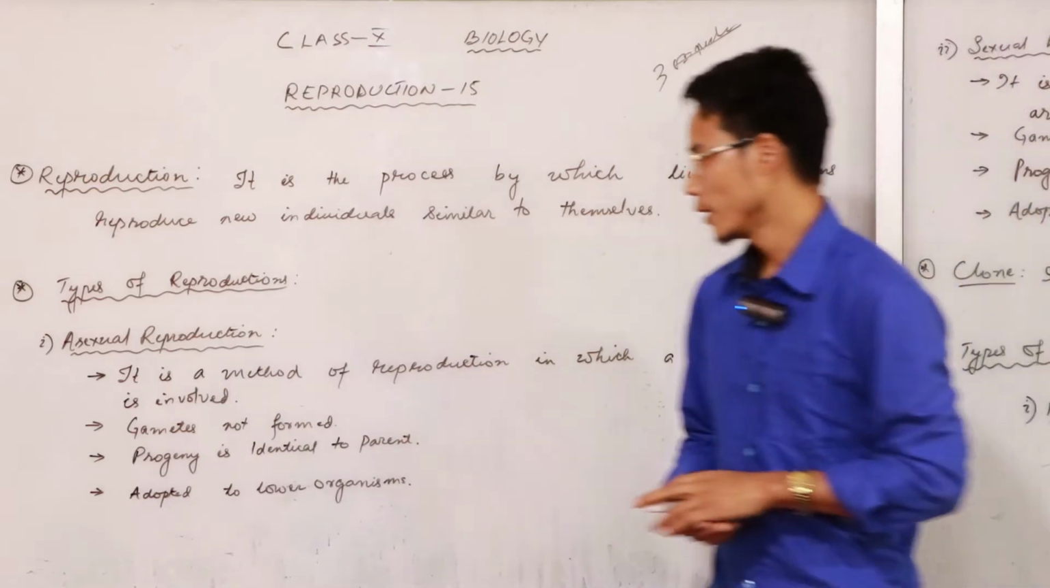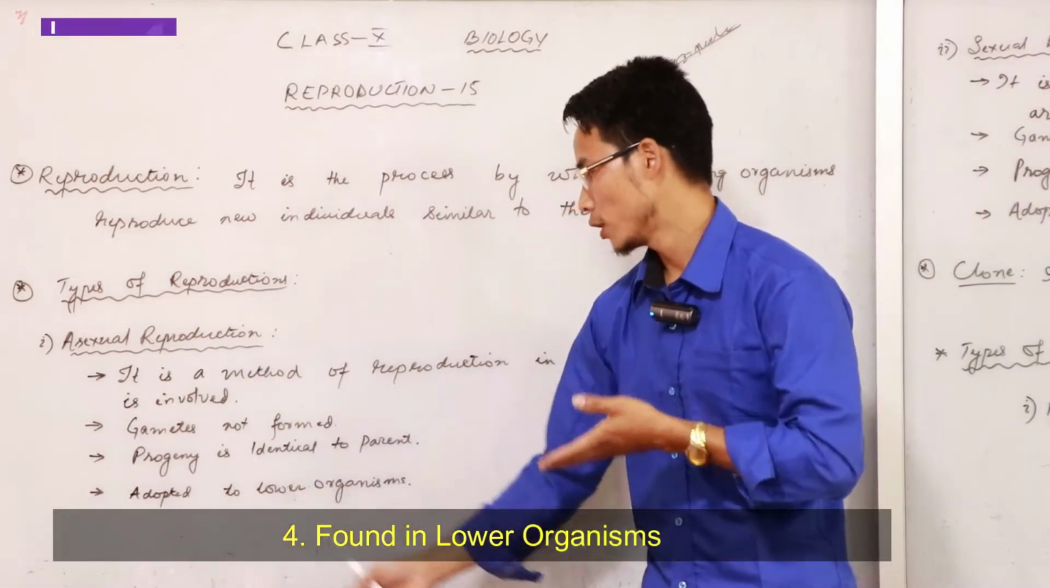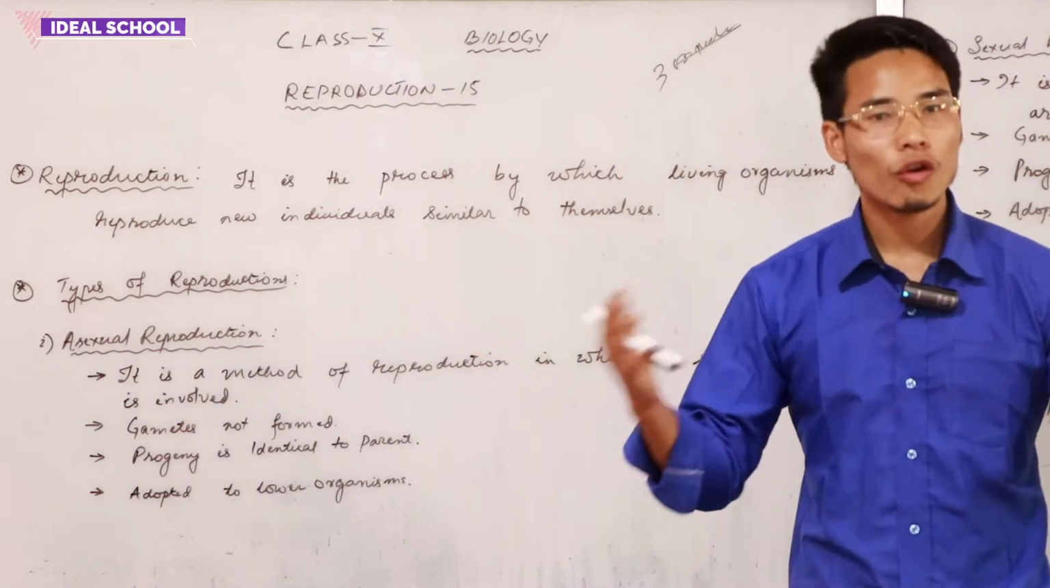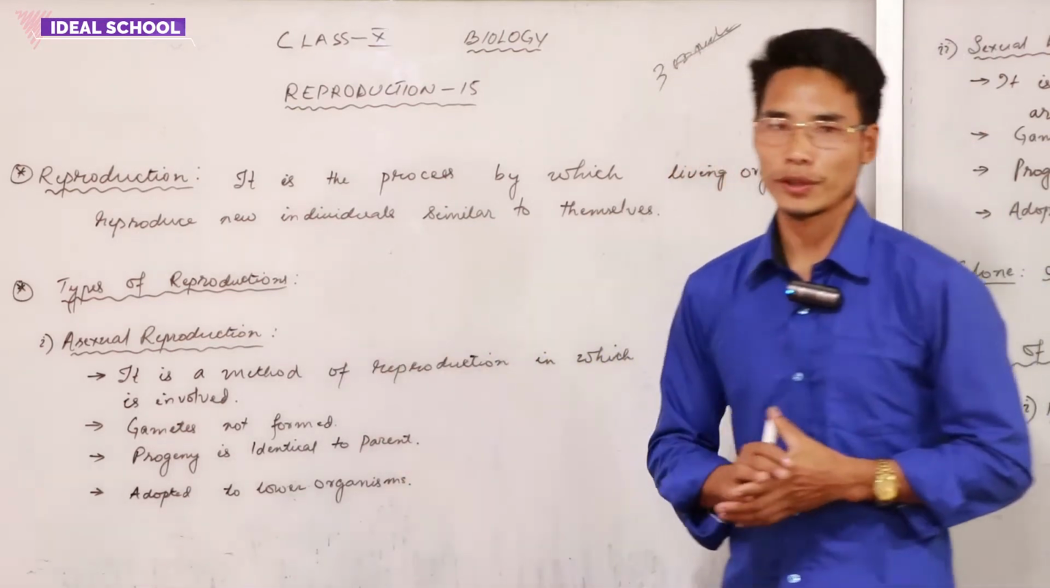And lastly, this type of asexual reproduction is found in lower organisms, among the microorganisms.